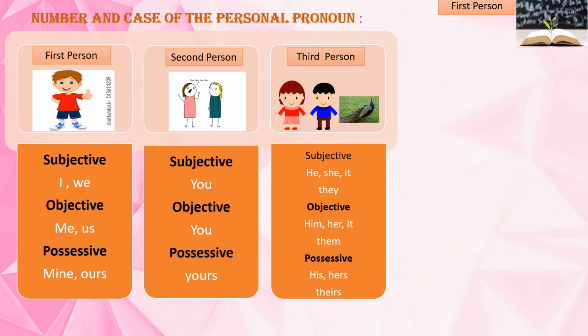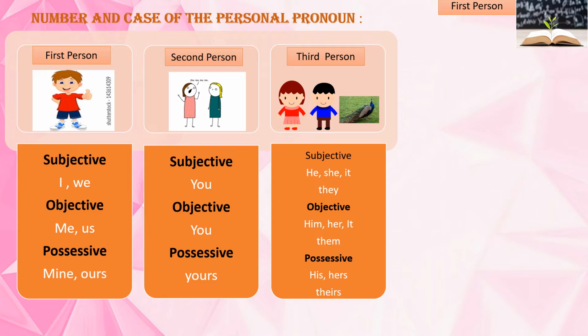Second person, subjective, you. Singular is you and plural also is you. Objective, you, singular you, and plural also you. Possessive, singular yours and plural also yours.